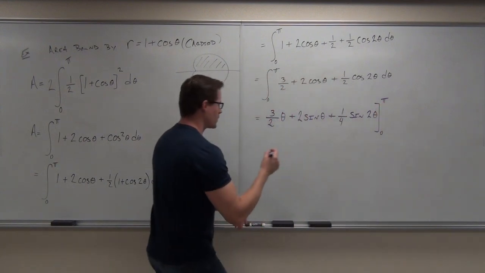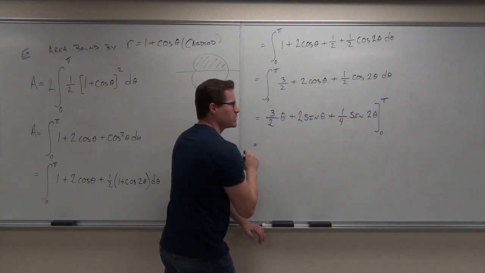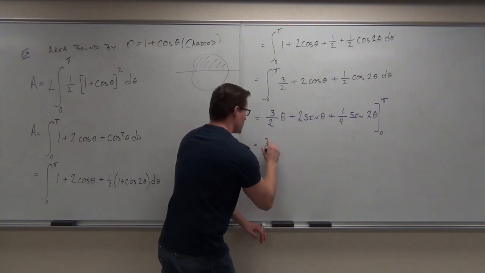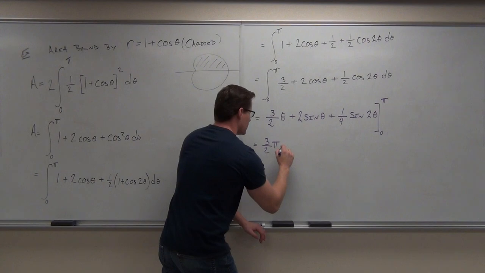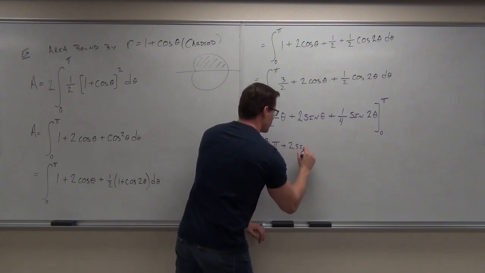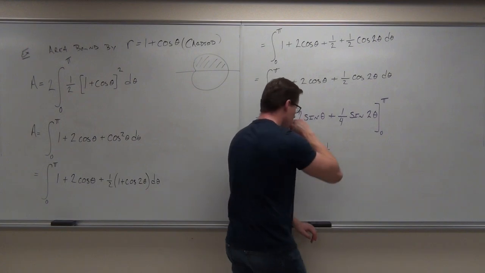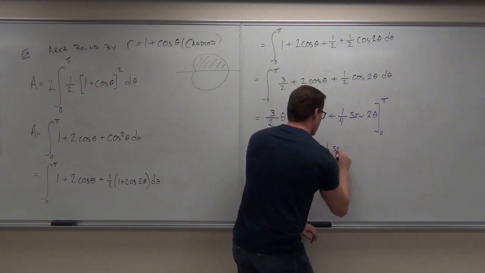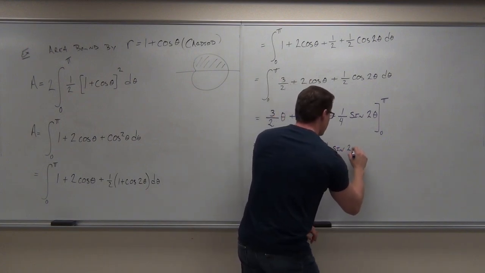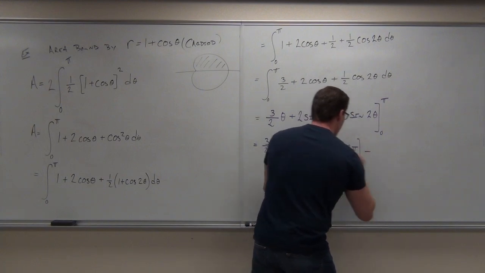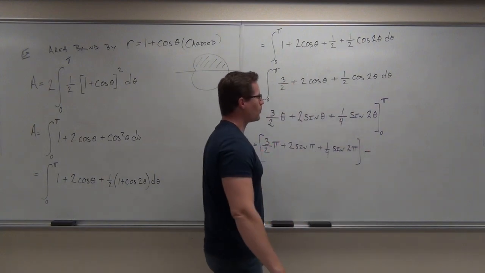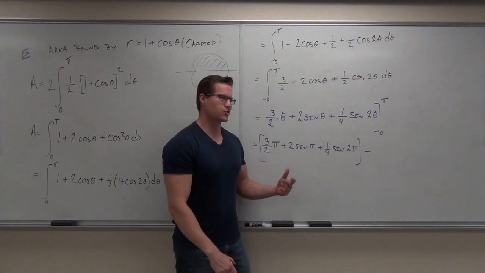0 to pi. Okay, so if we go from 0 to pi, which one do we do first again? Pi. So 3/2 pi plus 2 times sine of pi plus 1/4 times sine of 2 pi minus, well, you know what? I'm going to cheat a little bit. Not cheat, but let's look at it.